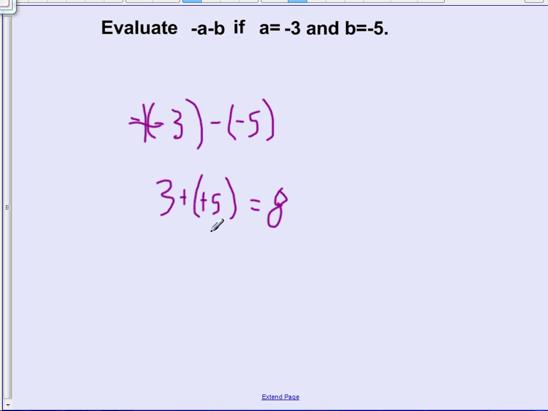Okay, and that concludes today's lesson. Very short, all about subtracting real numbers.